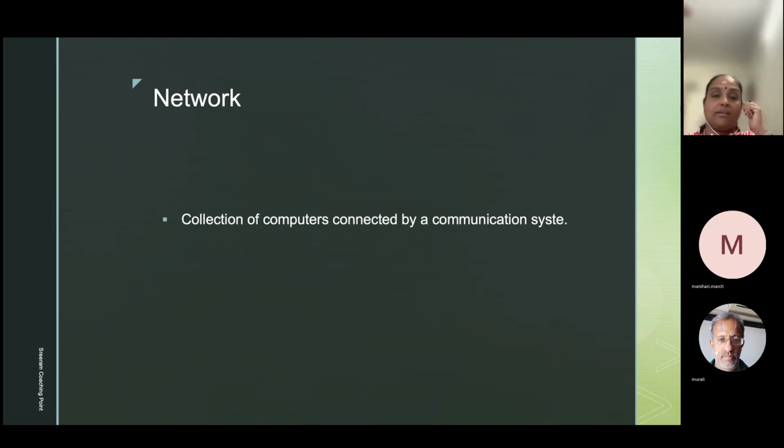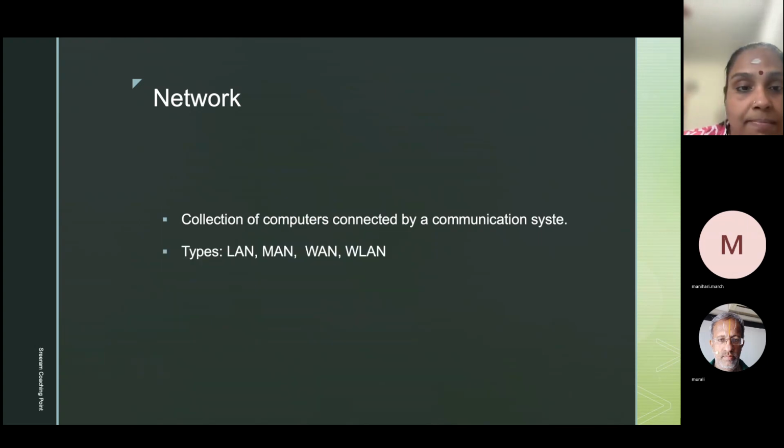So the next is network. Now if you see network, it's a collection of computers connected by a communication system. You have LAN, MAN, WAN and wireless LAN. Now again, if you see your simulation questions, there are very grassroots questions like topology or what is a LAN, what is a MAN and things like that. Okay. So LAN, as you know, is for a limited geographical area. Then MAN, as you know, it could be manned by few people, and WAN is a wide area network. Then we have wireless LAN, obviously, which is governed by internet.